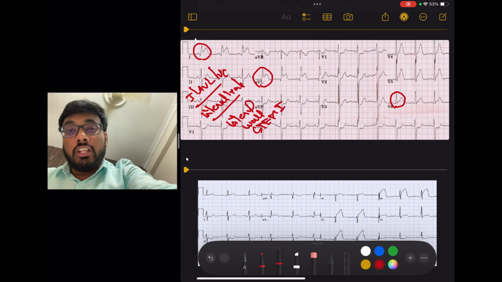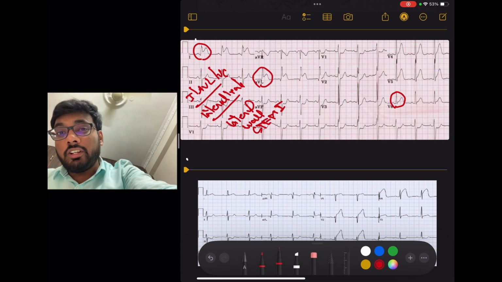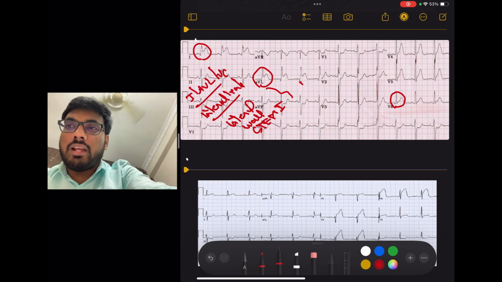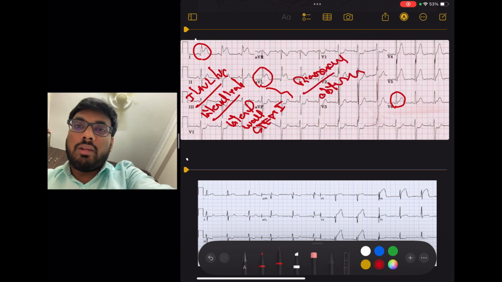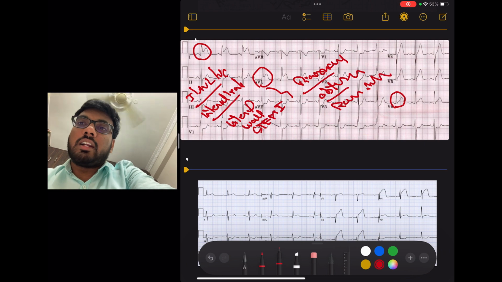I told what? If there is a lateral wall STEMI, which arteries are actually occluded? Only lateral wall, diagonal branches. Correct. It could be due to occlusion of diagonal branches, obtuse marginal branch, or ramus intermedius artery. Correct. Okay.